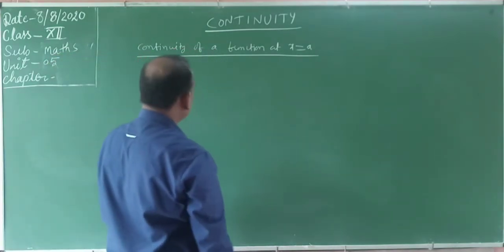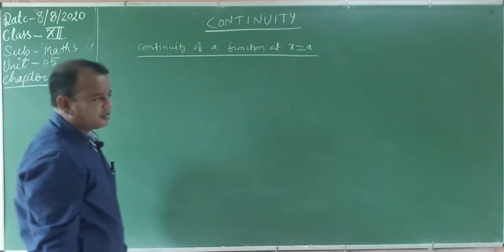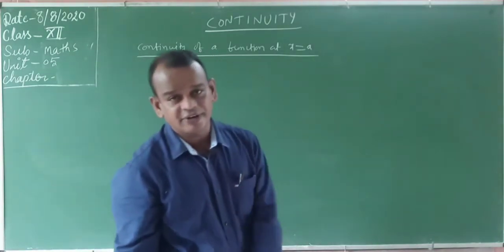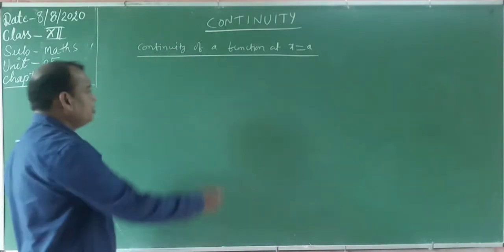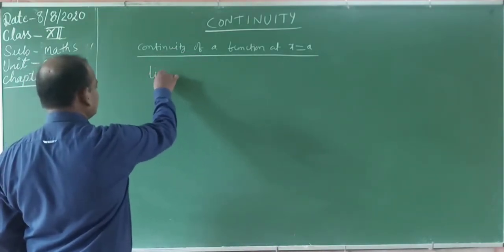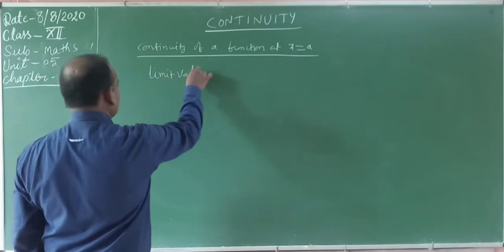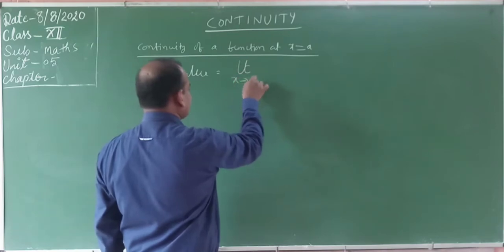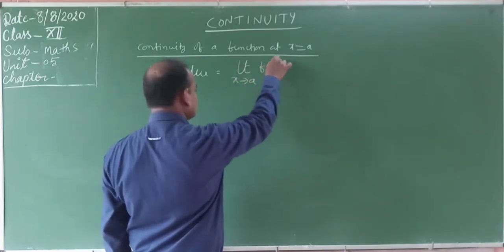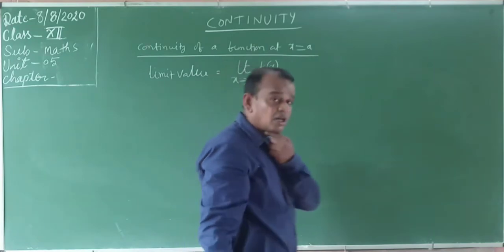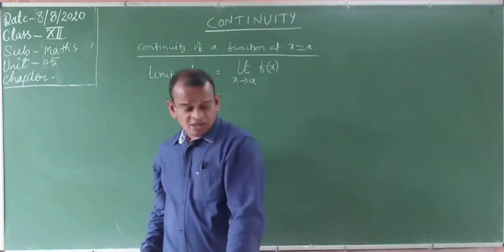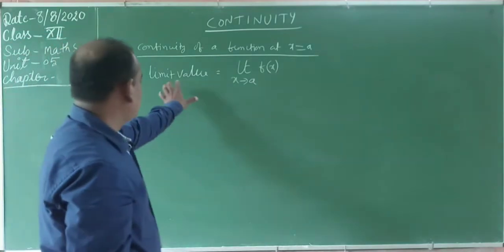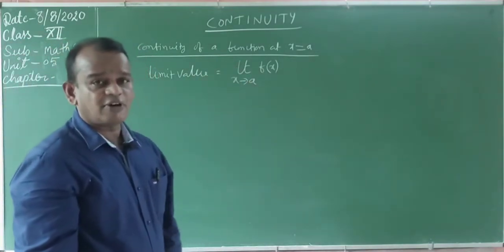Now, how do we check the continuity of a function? First we find the limit of the function at the particular value. What is the formula of the limit value? Limit x tends to a of f of x. I already explained what the limit is and how to find it, and wrote the formulas on the board. That is the completed part. Now the limit value is limit x tends to a f of x.